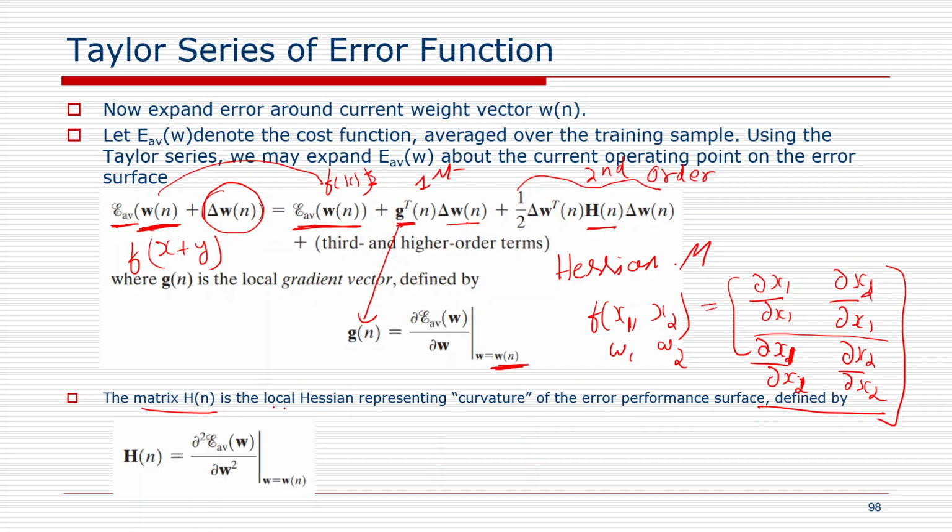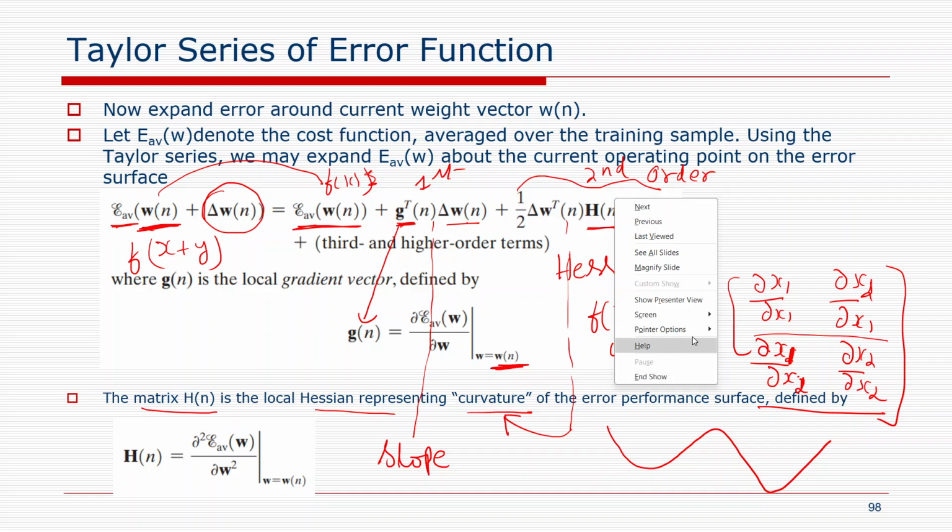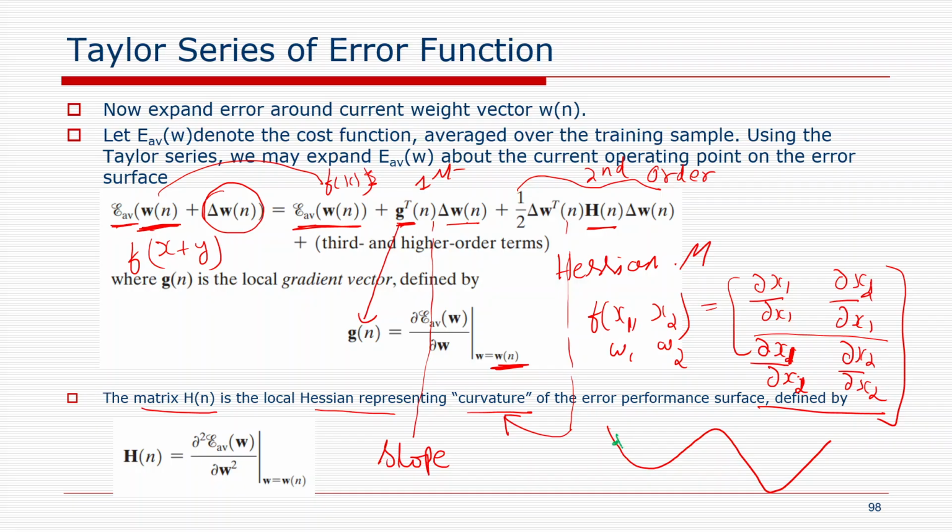Now the matrix H of n is the local Hessian representing the curvature. We have to understand the difference: first order derivatives always give the information about the slope, while second order derivatives give the information about the curvature. If I take a function like this, at this point I know the slope, whether I'm sliding down or sliding up. That's fine.